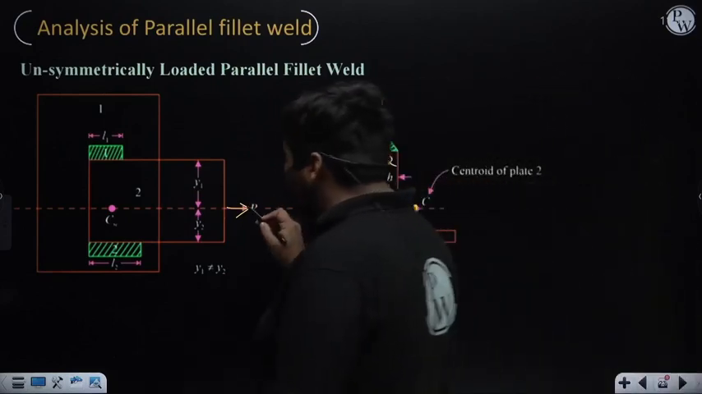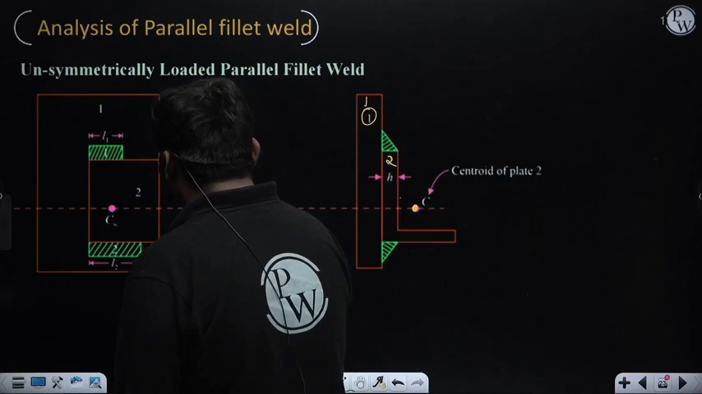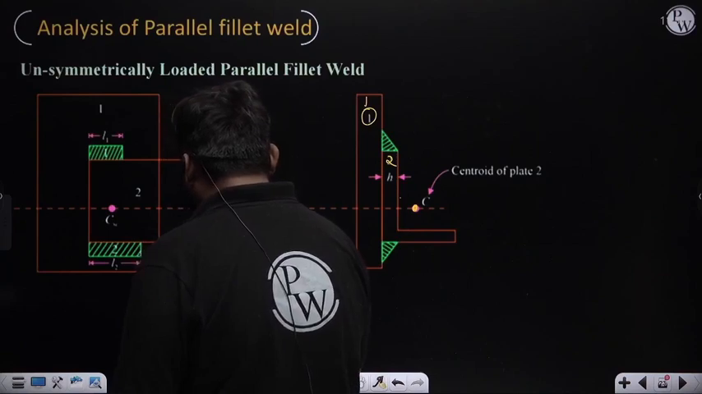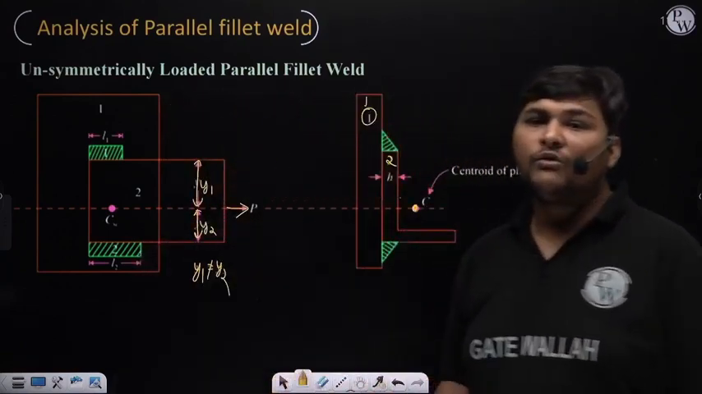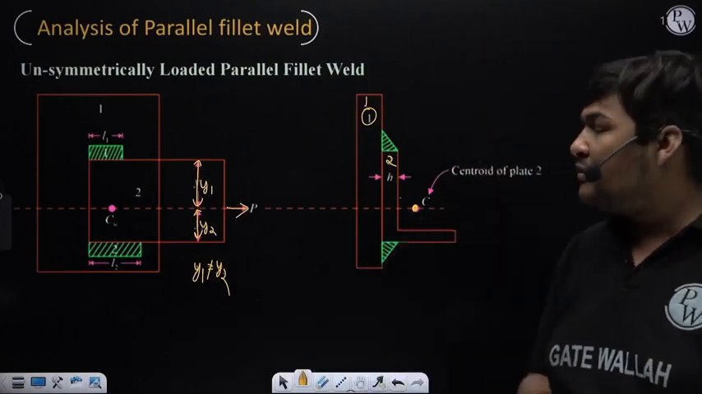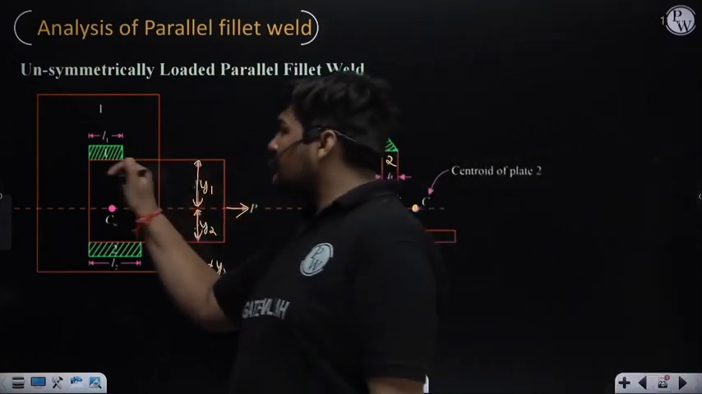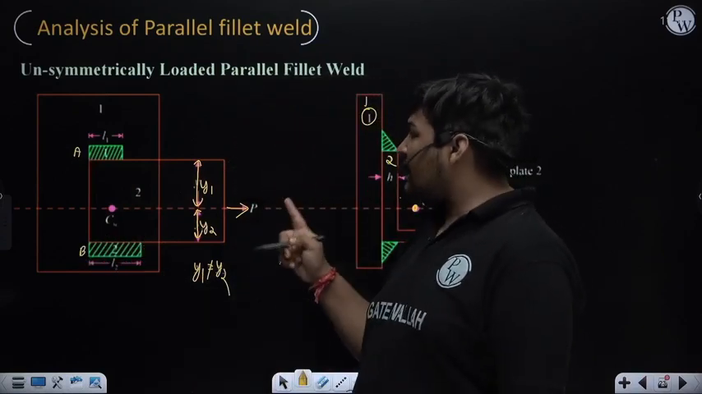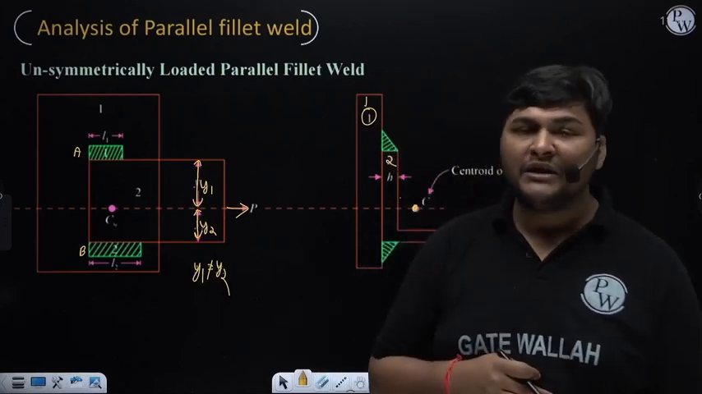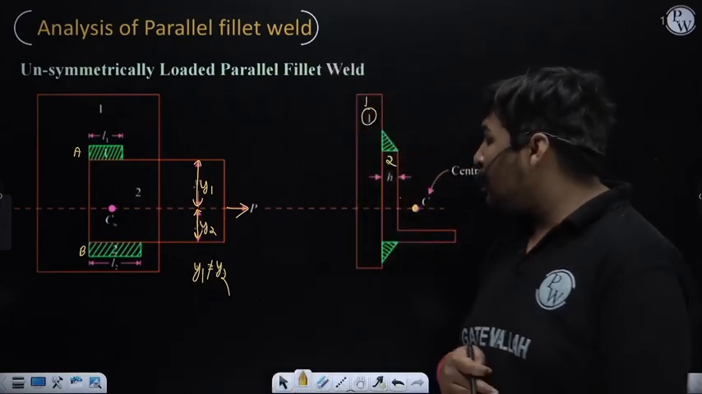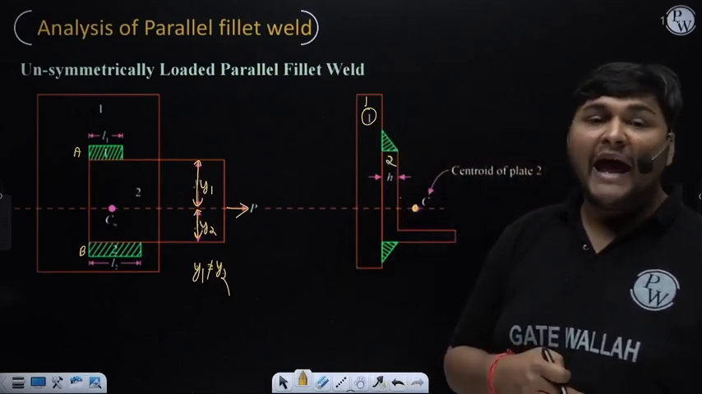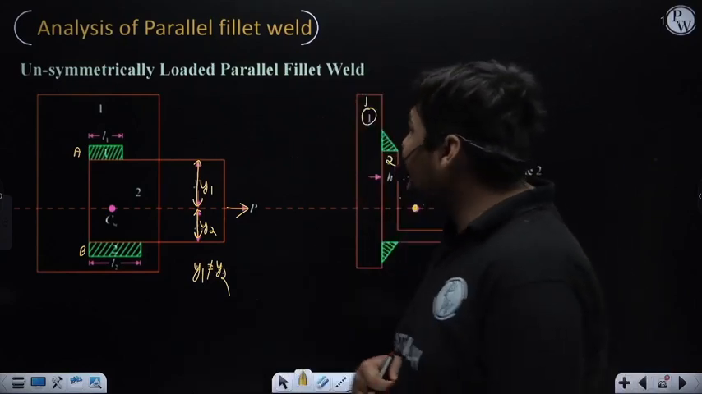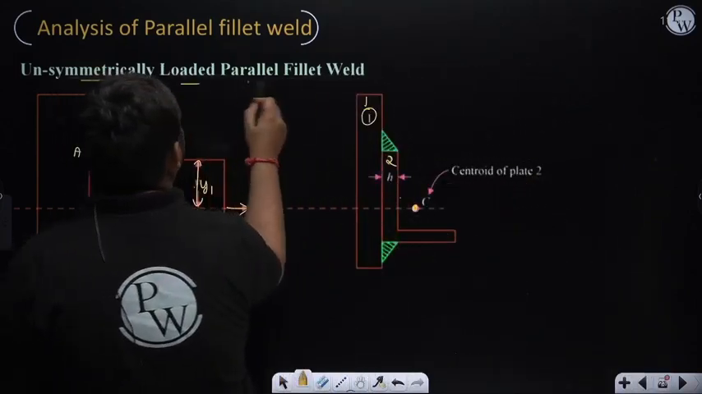So the distance of this load P from the top line is Y1, and this distance is Y2, and you can see this Y1 is not equal to Y2. This is the top weld, which I am denoting as A, and this is the bottom weld, which I am denoting as B. The perpendicular distance of load P from top weld A is Y1. The perpendicular distance of load P from bottom weld B is Y2, and Y1 and Y2 are not equal. That case is known as unsymmetrically loaded parallel fillet weld.